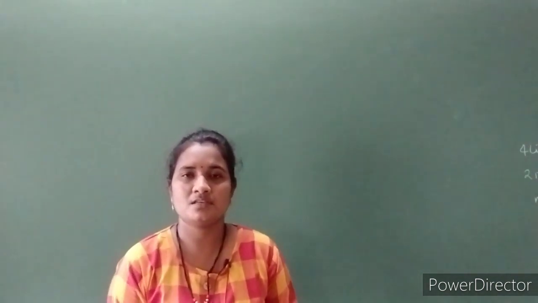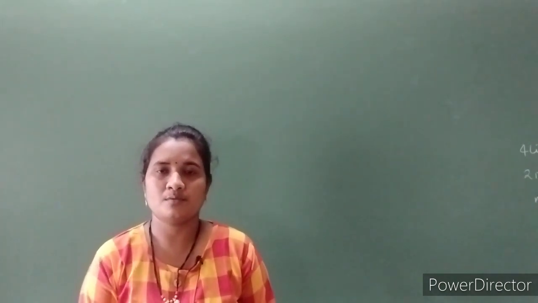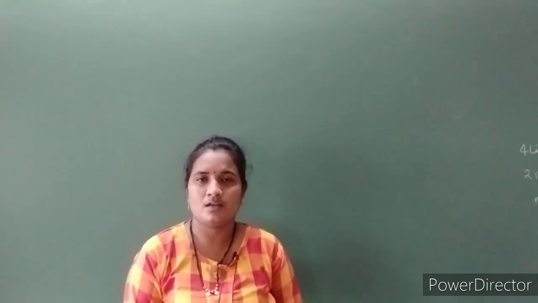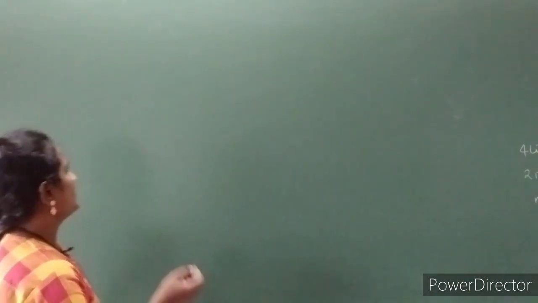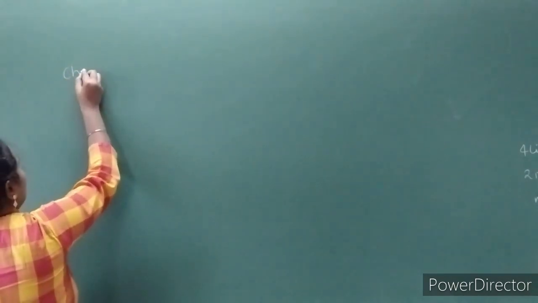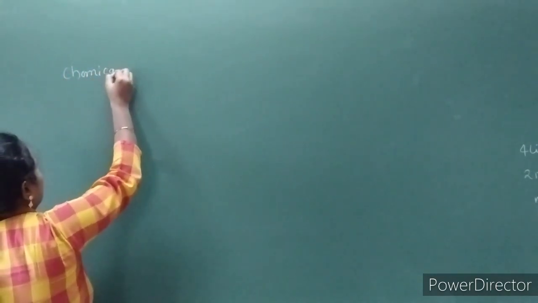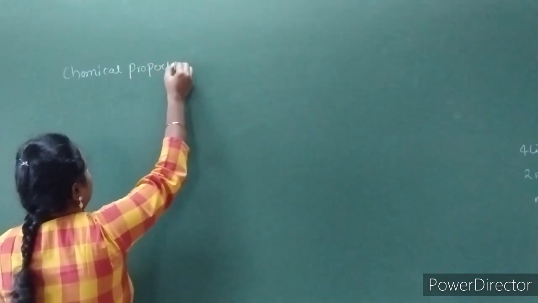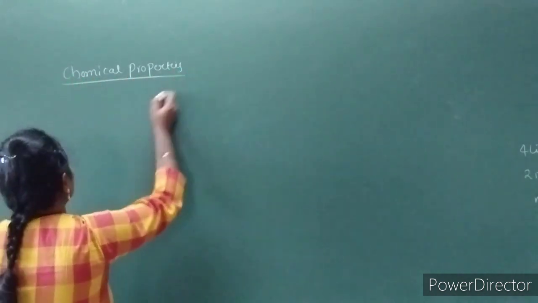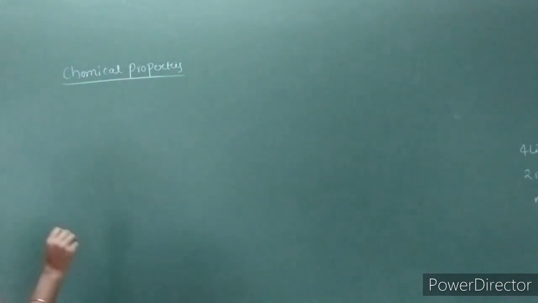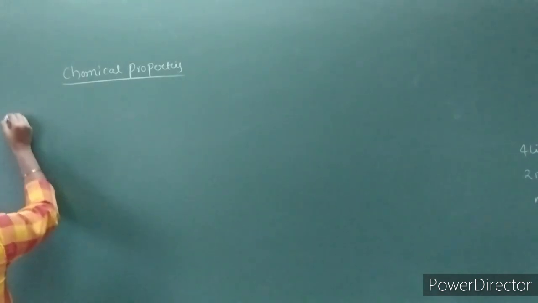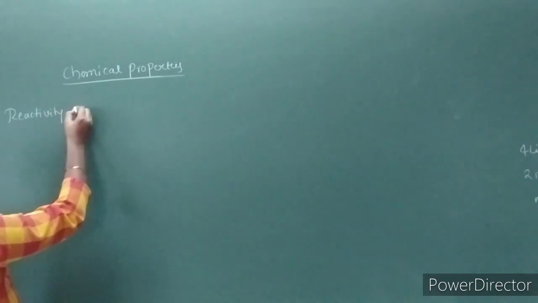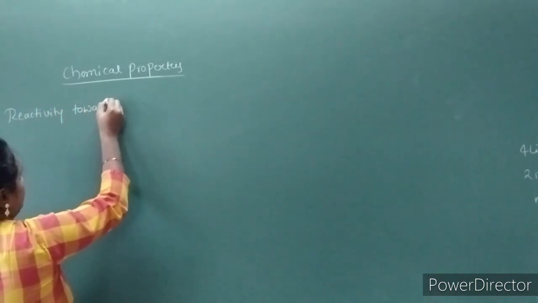These alkali metals react with many chemical compounds like water, air, oxygen, halogens, etc. So that is why the chemical properties of alkali metals are important. The first one is the reactivity towards air.